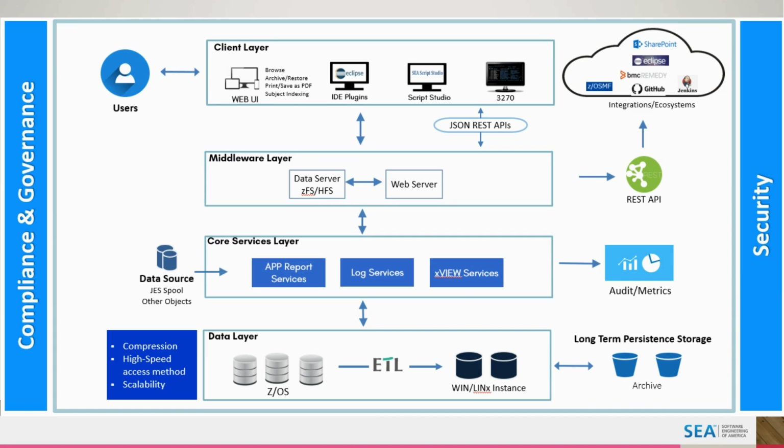Moving up to the core services layer is where Savers runs and collects data from the JES pool. It contains log services and audit and metrics output as well. The middle layer is comprised of a data server and an IBM web server, which enables the use of RESTful APIs to integrate with other products, which are depicted in the top bubble, but not inclusive. It then integrates with the client layer at the top. The client layer provides access to users via a web UI, IDE plugins, Script Studio, and of course, standard 3270 access.